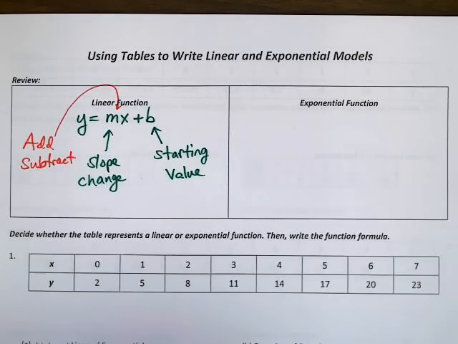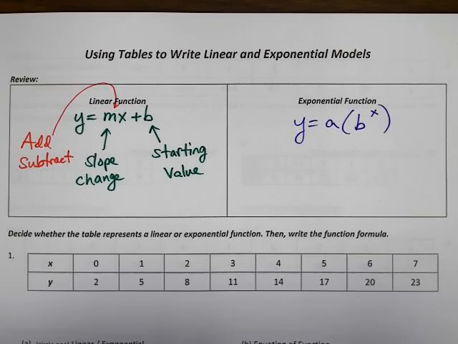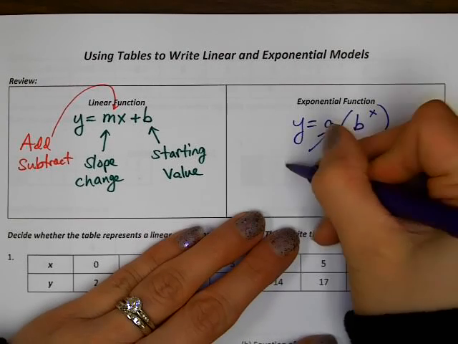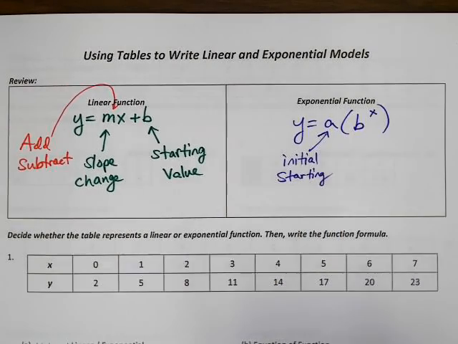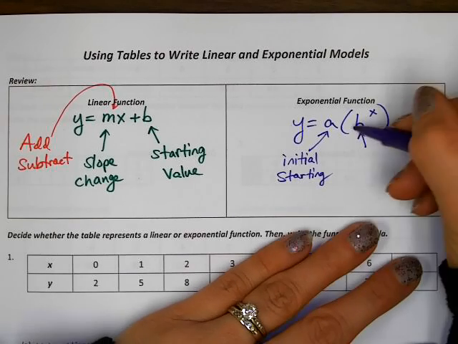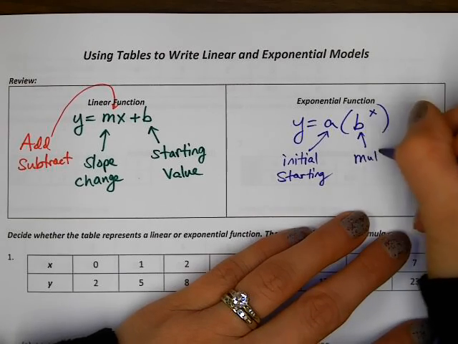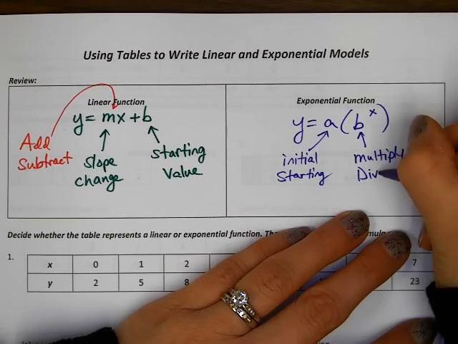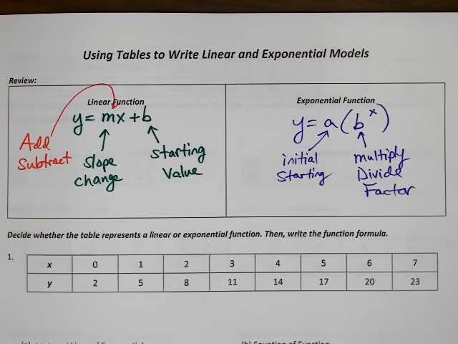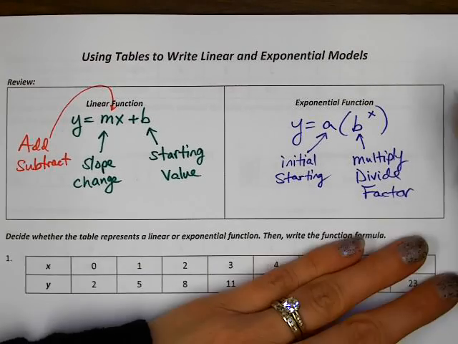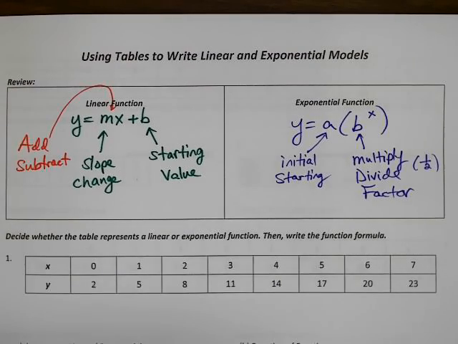Now with exponential, it's y equals a times b to the x power. Your initial, or you could say your starting value, goes right there, and then the b is the thing that keeps getting multiplied. So that's your multiply or divide factor. And the words that you would see mean either multiply or divide. Sometimes when it says everything's getting halved, you use the fraction half. It means divide, but we keep multiplying by that number.